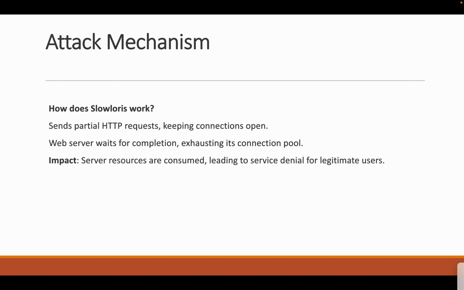Attack mechanism. So how does a Slowloris attack usually work? Instead of bombarding the server, the attacker sends partial HTTP requests, then delays sending the rest. The web server, trying to be polite, keeps the connection open, waiting for the full request to arrive.